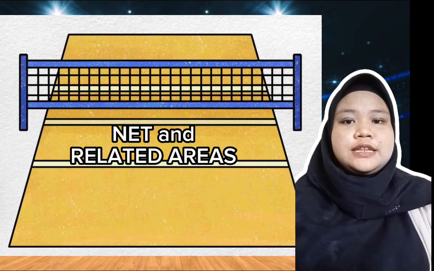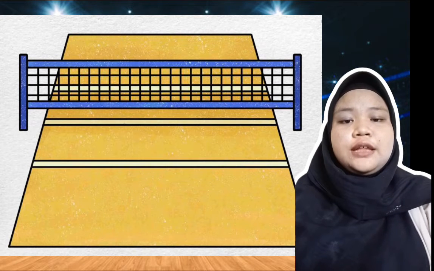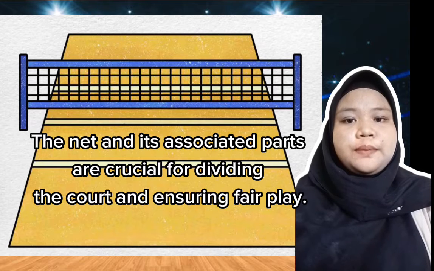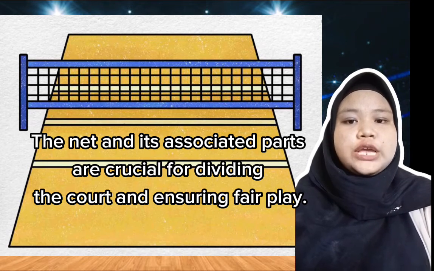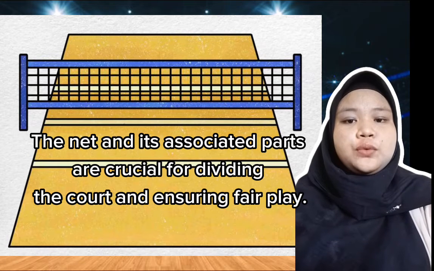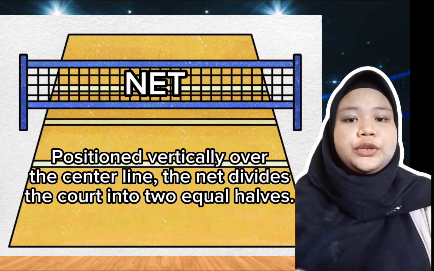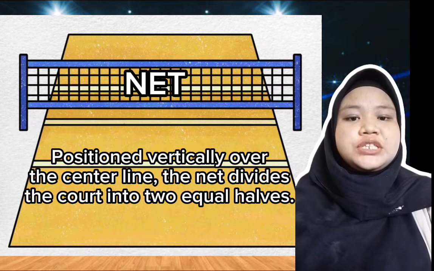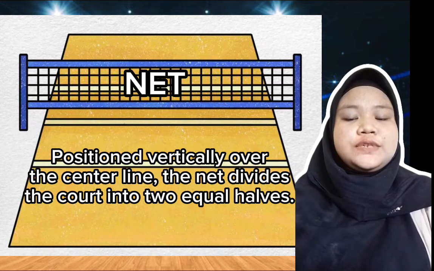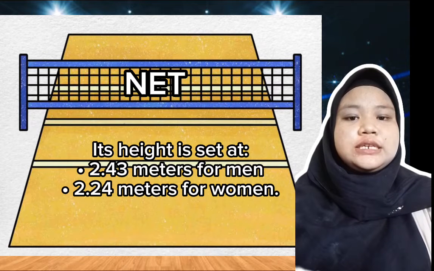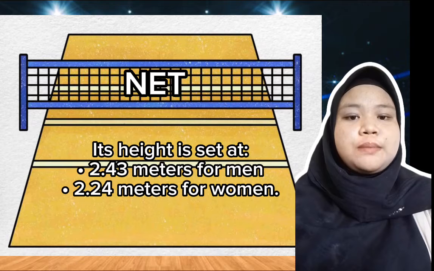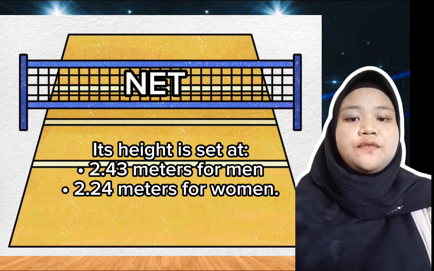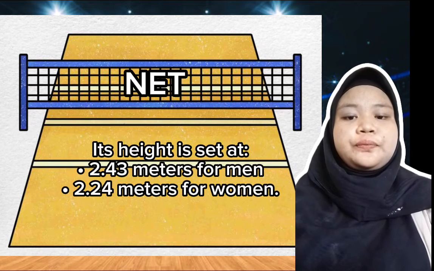Next is the net and related areas. The net and its associated parts are crucial for dividing the court and ensuring fair play. Number 1, the net. It is positioned vertically over the center line. The net divides the court into two equal halves. Its height is set at 2.43 meters for men and 2.24 meters for women.